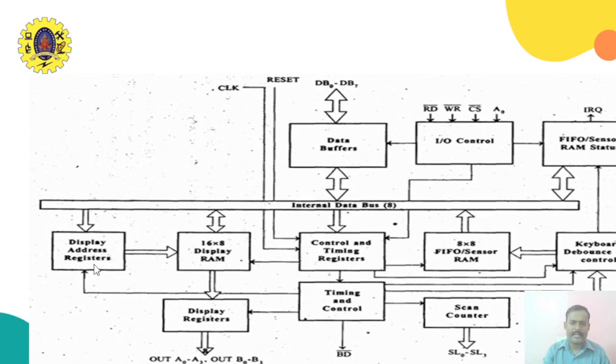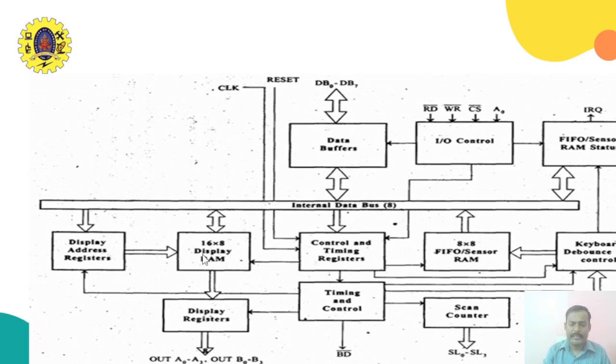So we actually have 16 cross 8 display RAM available. From this particular RAM, which address is to be selected will be decided by this display address register. Depending upon this address value, any one data will be selected. So we have a total of 16 data, and each data will be 8-bit size. The data to be displayed will be stored in this display RAM.